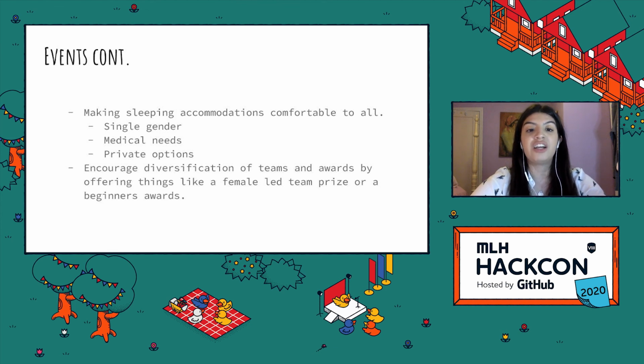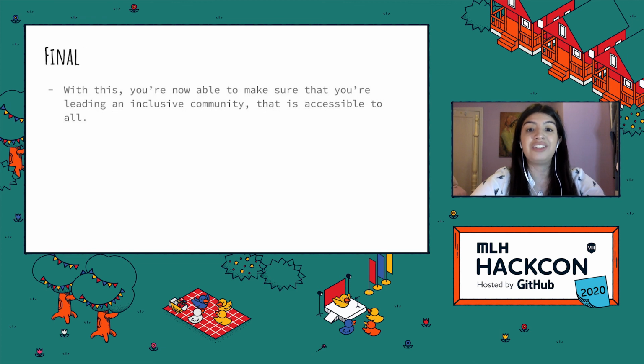In addition, encouraging a diversification of teams is really important. This can be done by offering awards for things like female-led teams or even beginner awards. With this, you're now able to make sure that you're leading an inclusive community that is accessible to all. It's important to take the individual needs of your community and participants into account, as with that, you'll be able to be a successful leader who will be able to meet their needs in the best way possible.